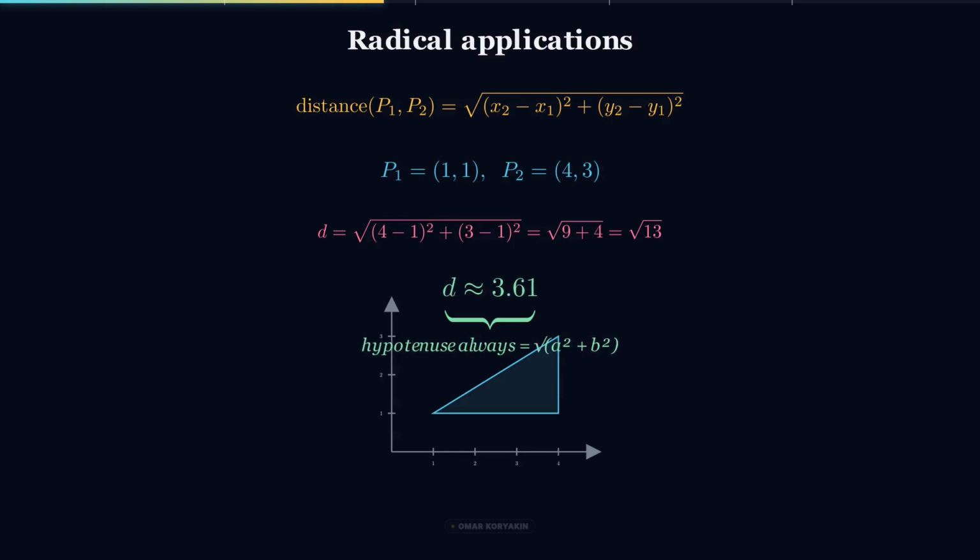Square root of 13 is between 3 and 4 because 13 is between 9 and 16. The formula extends directly to 3 dimensions and beyond by adding more squared coordinate differences inside the radical.